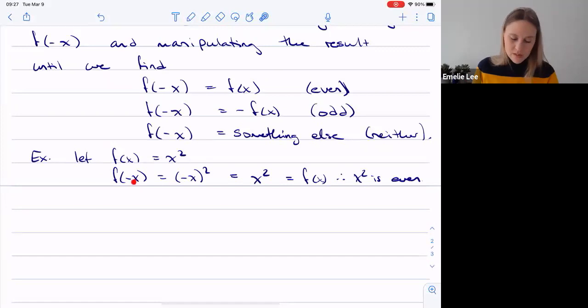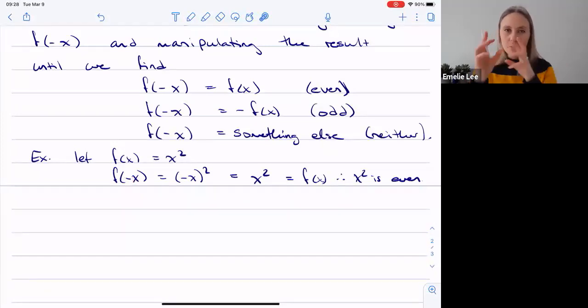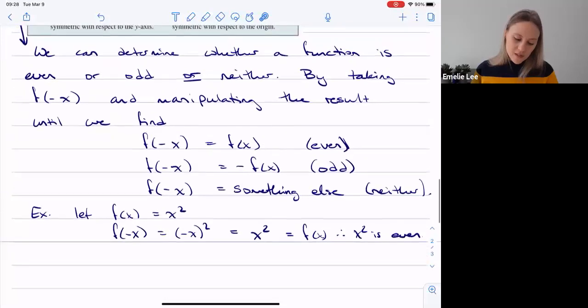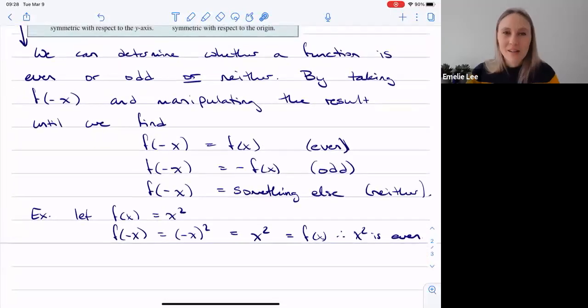So you just put in negative x into your function, and then you play around with it to see what happens. That's more to prepare you for calculus than for this course, but it's good to have seen it, and it is really fun to play around with.